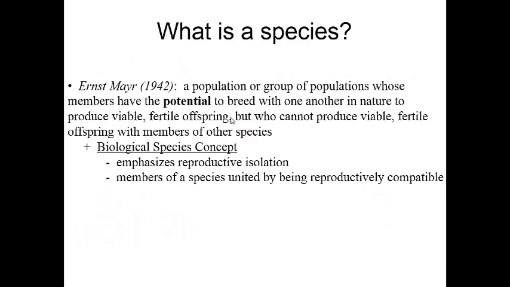What is a species? The biological species concept defines a species as a group of individuals that have the ability to mate and produce fertile offspring. So the biological species concept revolves around reproductive isolation.